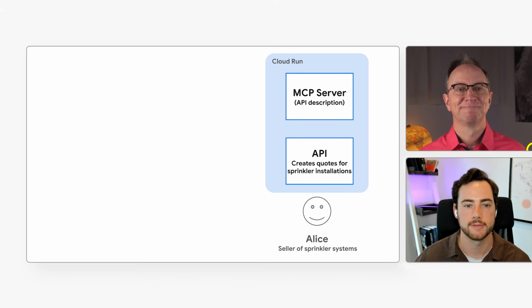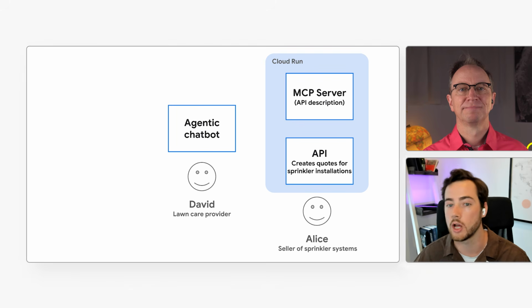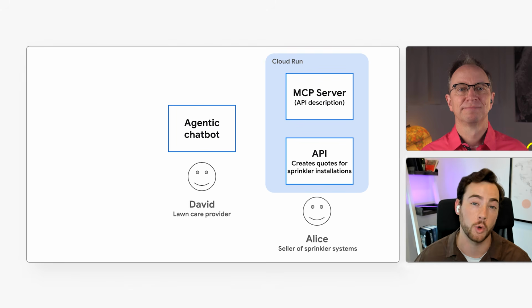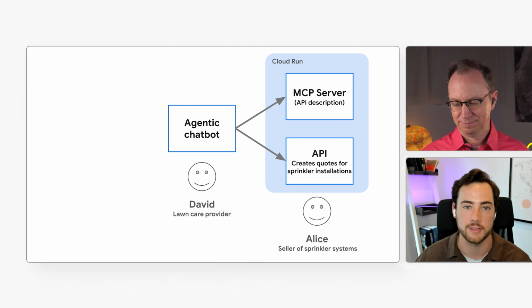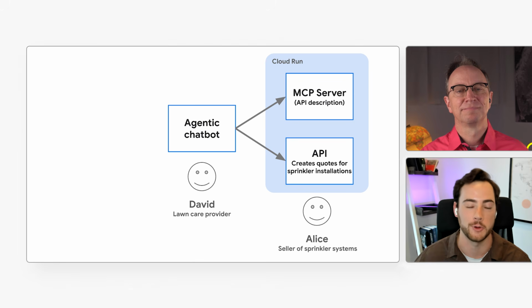Got it. David runs a lawn care company. He provides an AI chatbot that his customers can use to get lawn care tips, to schedule visits, or to place orders, and so on. If David points his AI agent to Alice's MCP server, the agent can now provide quotes for installing sprinkler systems.